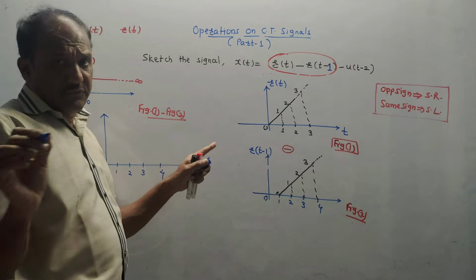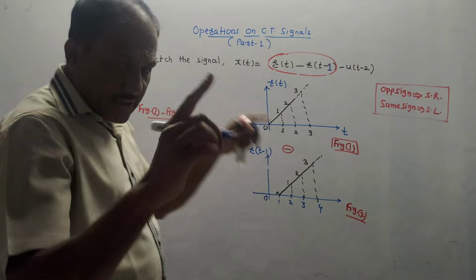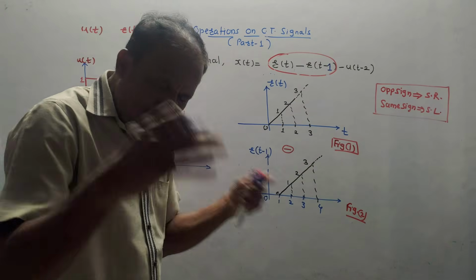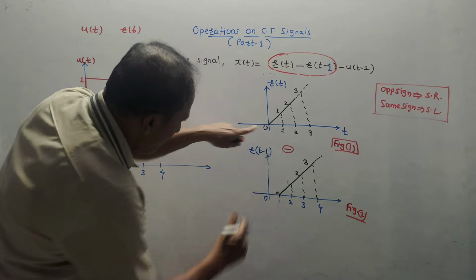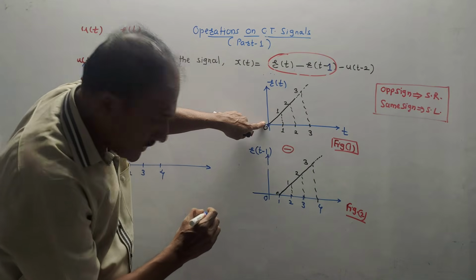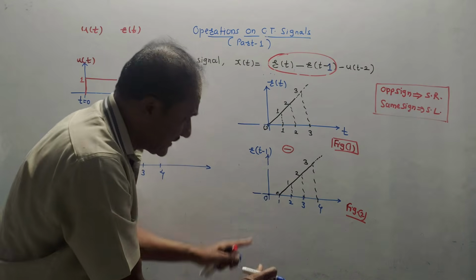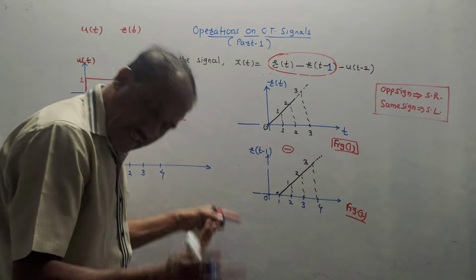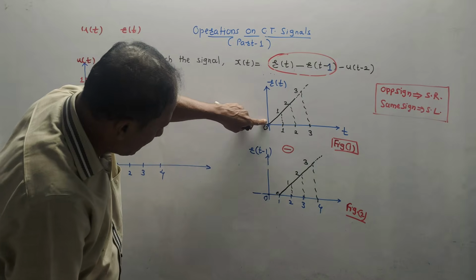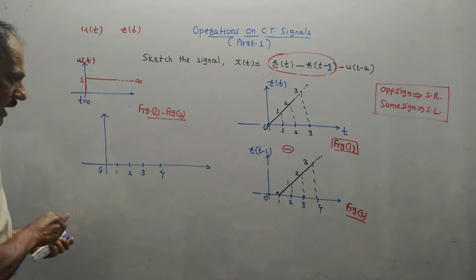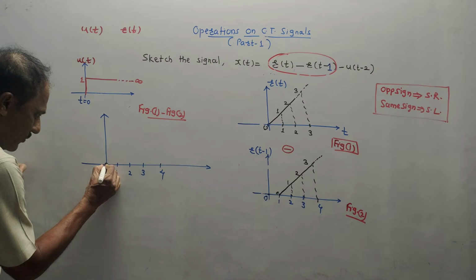How to perform the subtraction? Listen carefully. Addition or subtraction, anything, is performed stepwise. That means at 0, the amplitude of the first signal is 0. At 0, the amplitude of the second signal is not existing. Whenever any signal is not existing, its amplitude is 0. So this is 0, this is 0. 0 minus 0 is 0. So I will get the first point of amplitude 0.